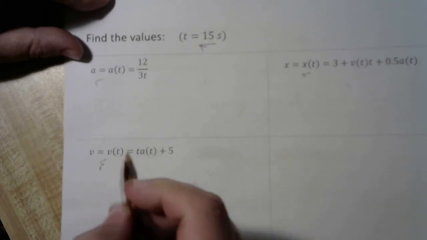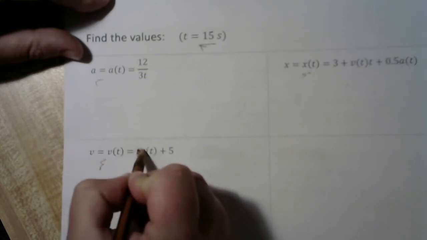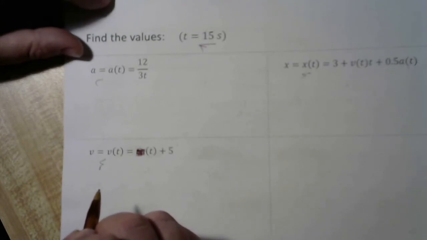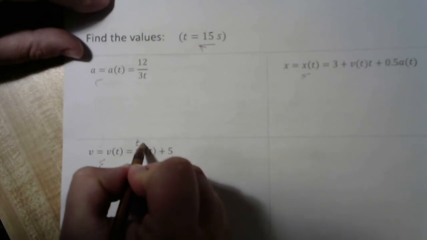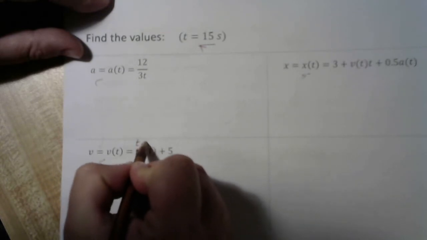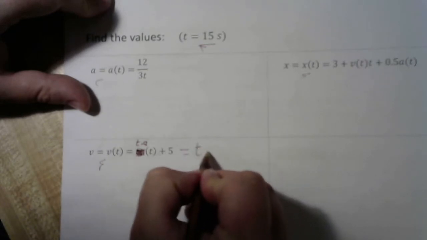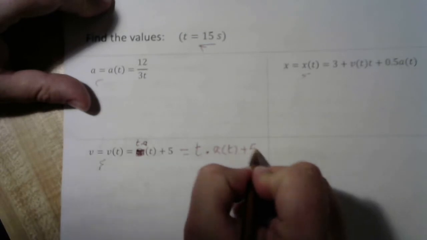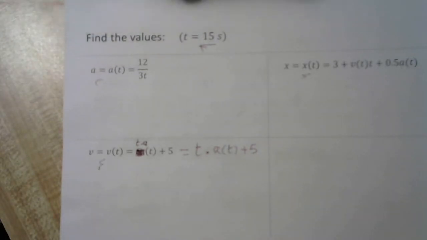I don't know here. This is typo. No, not a typo. I'm sorry. This is t multiplied by the acceleration. I am sorry. This is equal to t multiplied by the acceleration a of t plus 5. Okay. I will be care later about these things.